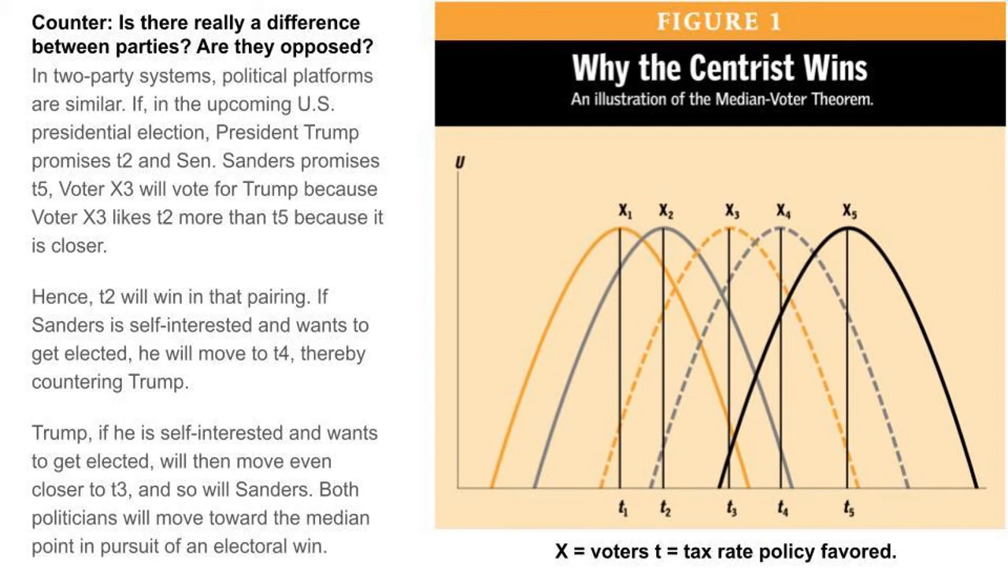So if in the upcoming U.S. presidential election, President Trump promises T2, tax policy 2, and Senator Sanders promises T5, voter X3 will vote for Trump because voter X3 likes T2 more than T5 because it's closer to their preference. Hence, T2 will win in that pairing. If Sanders is self-interested and he wants to get elected, he will then move his tax policy to T4, thereby countering Trump. Trump, if he is self-interested and wants to get elected, will move even closer to T3, and so will Sanders. Both politicians will move towards the median point in pursuit of an electoral win.